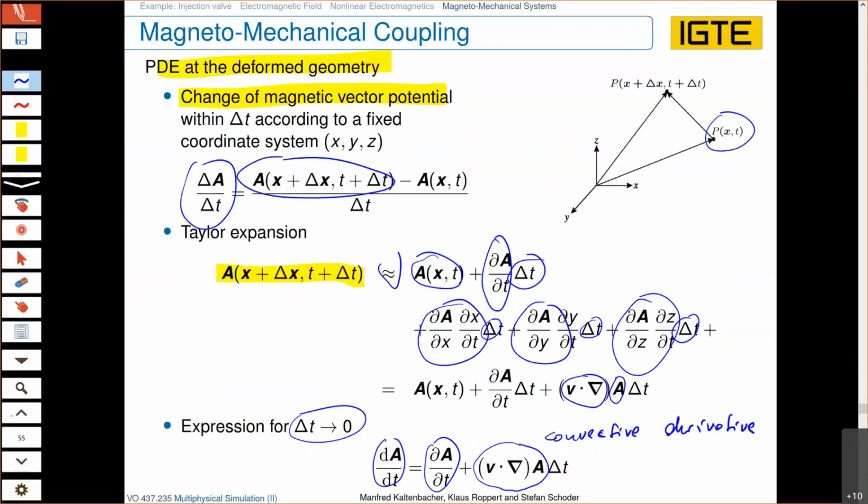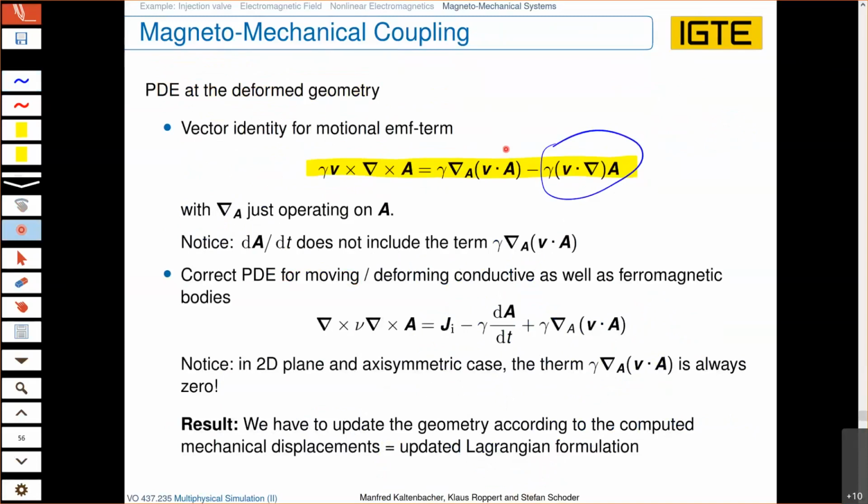So if I go back, we have this convective term included, but please be careful, we don't have this term included. That means by doing this computation always on the deformed geometry, the motional EMF term is not correctly modeled. So that means for us that the correct PDE for moving deforming bodies, which you always solve on the deformed geometry, is not only this term here. What is missing is this term here.